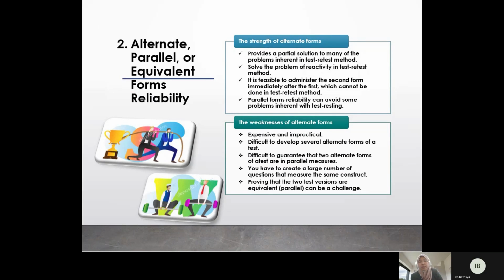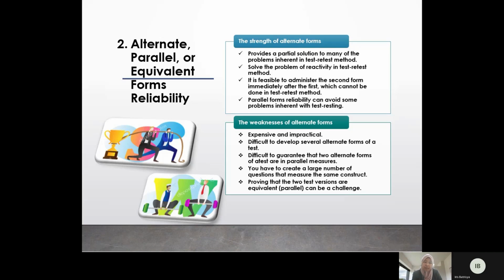The advantage, the strength and the weakness of alternate form. The strength is it provides a partial solution to many of the problems inherent in the test retest method. It solves the problem of reactivity in test retest. It is also feasible to administer the second form immediately after the first, which cannot be done in test retest. And the parallel form reliability can avoid some problems inherent with test retesting.